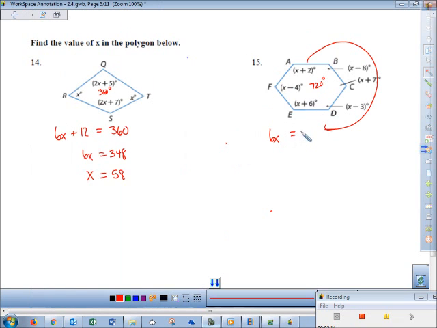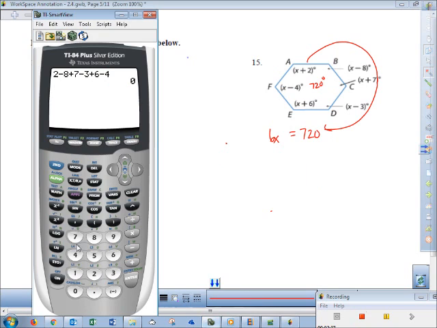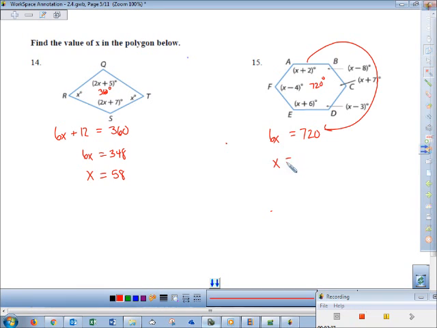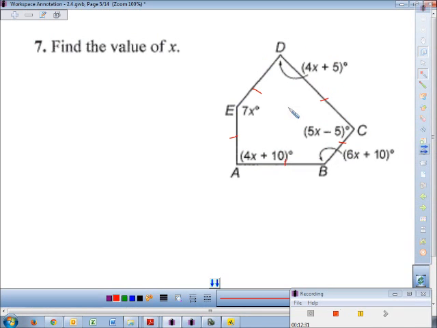So 6x equals 720, and divide 720 by 6. And that means that x is 120. Not degrees, just 120. So x is 120. So let's try that again. Number of sides minus 2 times 180, and get how much? Here's the secret. You get 540, put it right here.